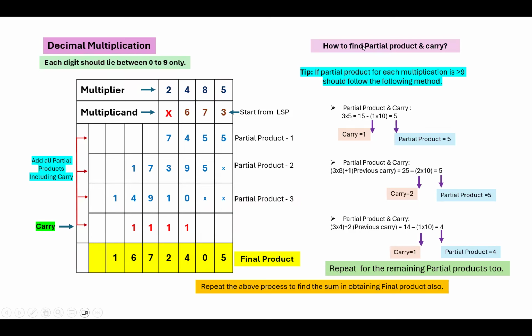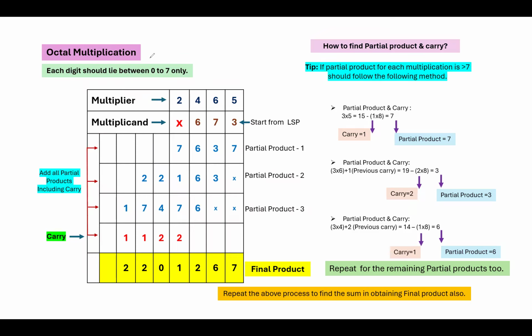In the same way, you can do octal multiplication and hexadecimal multiplication. Now let us do the octal multiplication. Before we start the octal multiplication, make sure that each digit in the given numbers lies between 0 to 7 only. Now this is the first number, 2465. This is the second number. Here every digit should lie between 0 and 7 only. The first number we call the multiplier. The second number we call the multiplicand.